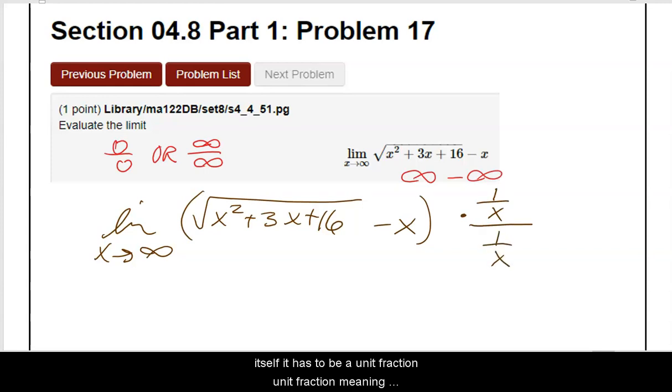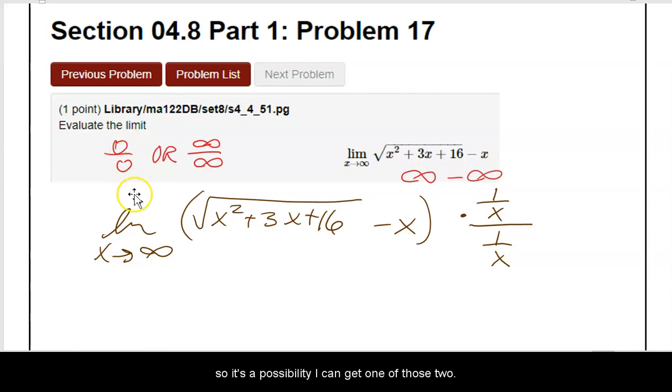I'm going to put it in parentheses, and I want to multiply by 1 over x divided by itself. It has to be a unit fraction, meaning it has to equal the number 1. I can't multiply by anything other than 1 without changing what's inside the limit. However, if I multiply it by that, then I do convert it into at least a fraction, so it's a possibility I can get one of those two.